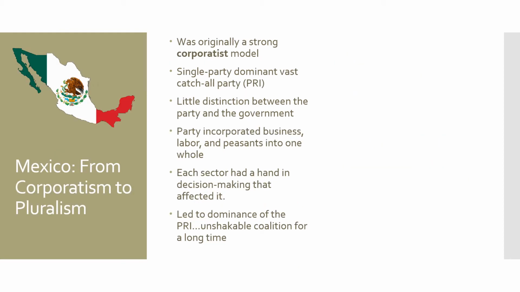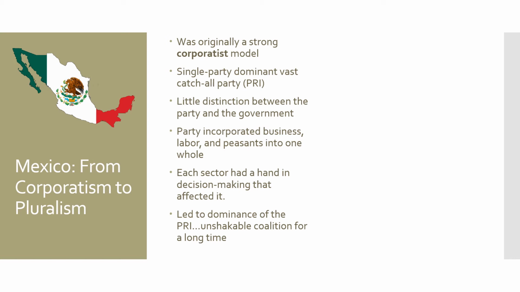So we'll look at Mexico, because it's an interesting example of a country that has transitioned from a strong corporatist model to a pluralism system. Mexico was originally a corporatist democracy from the time that it really took off as a democracy in the late 1920s, early 1930s. Part of the reason was tied into political parties, because it had this big catch-all party that was the only thing going in the Mexican political system, the PRI. And there was very little distinction between the party and the government.